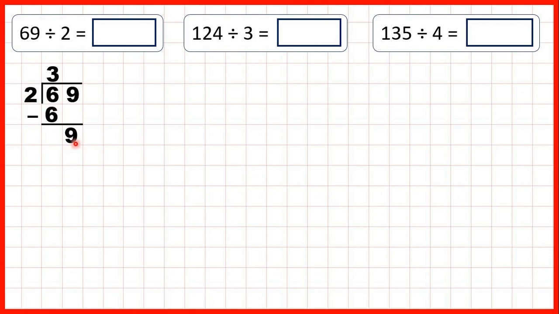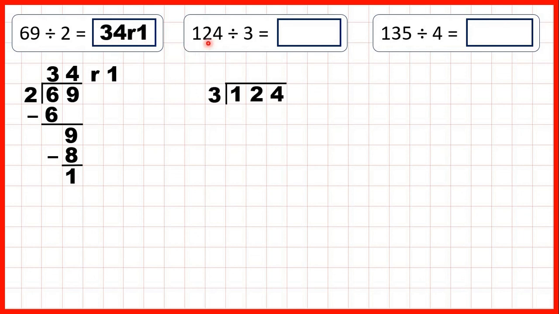The closest number to 9 in the 2 times table, which is still less than 9, is 8. So we can write 8 under the 9, and because 8 is 4 times 2, we write 4 in our answer line. Now we subtract, and 9 minus 8 is 1, and we don't have any more digits to bring down, so this 1 is our remainder. So our answer is 34 remainder 1.